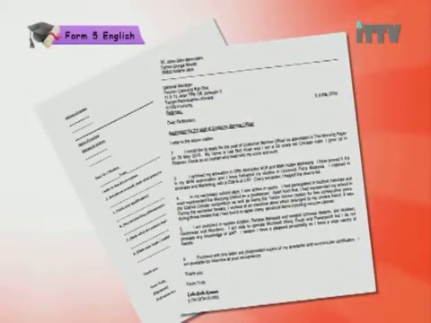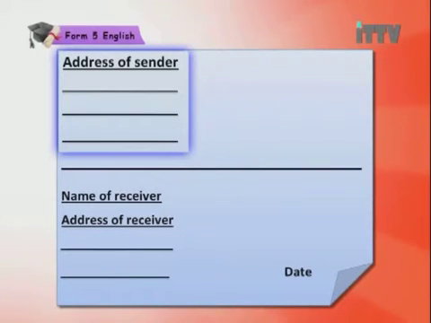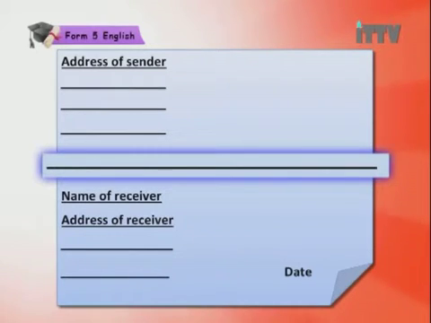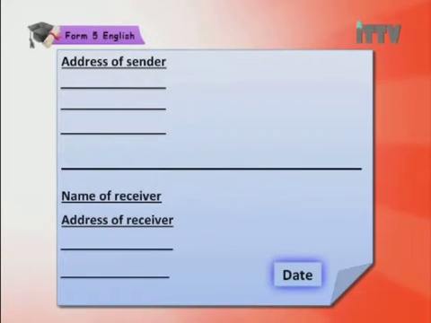So now let's look at the format. Here's a very simple way of looking at it. Right on the top, you have the address of sender. Below that, you have this long line. This line isn't there just to separate. It is part of the format. So you need to have that line there. Then, you have name of receiver and address of receiver. Next to this address of receiver, you have the date on the right.